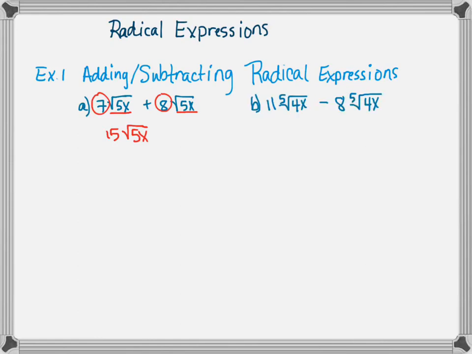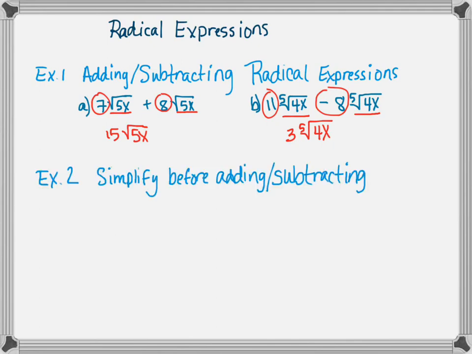11 fifth root of 4x minus 8 fifth root of 4x. Again, here, the radicals are identical. They both have the same index, 5, and what's underneath the radical is identical as well. So here we can subtract 11 minus 8 and get 3 fifth root of 4x.